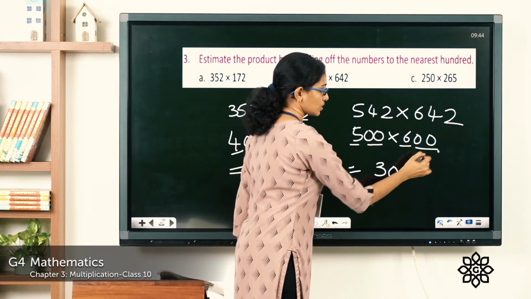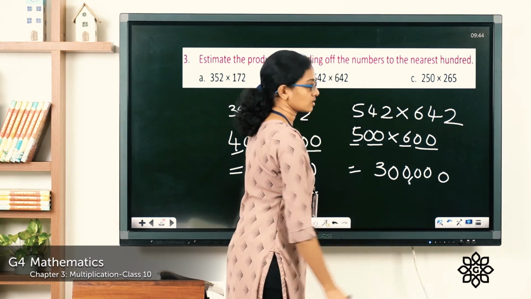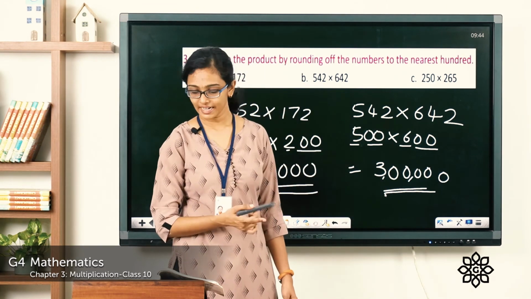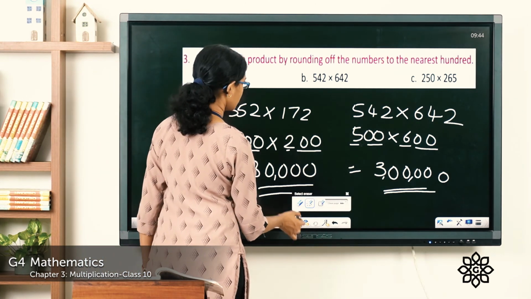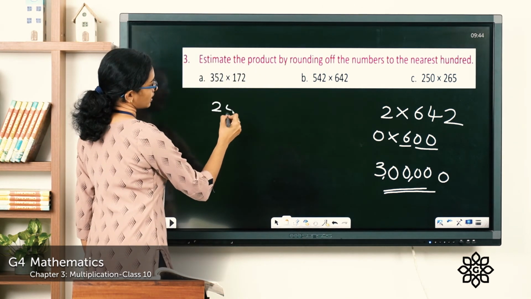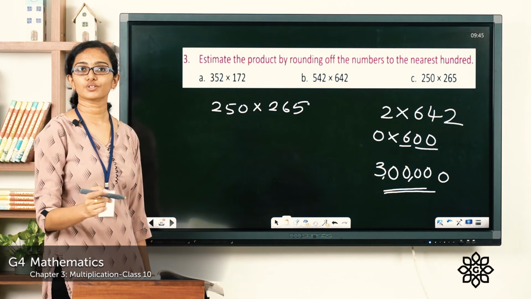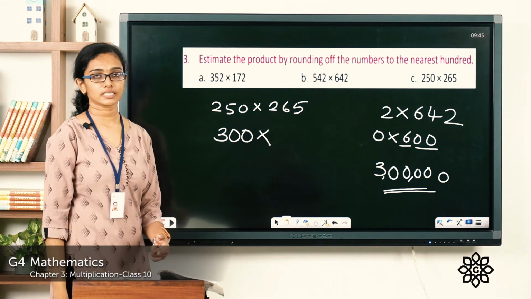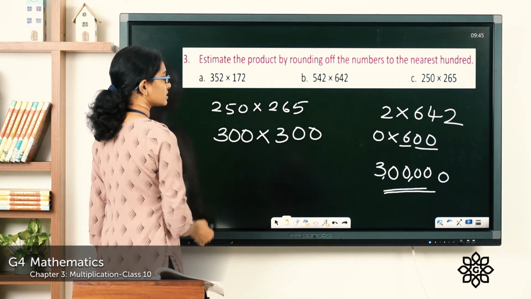Then these 4 zeros inserted to the right end, 1, 2, 3, 4. So inserting commas to separate the periods gives you the product 3 lakh. Now, what is the next question? Question C, 250 into 265. Rounding off 250 to the nearest 100 gives you 300, and rounding off 265 to the nearest 100 gives you 300. Let's see the product.